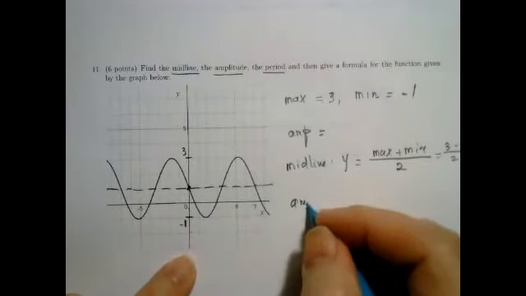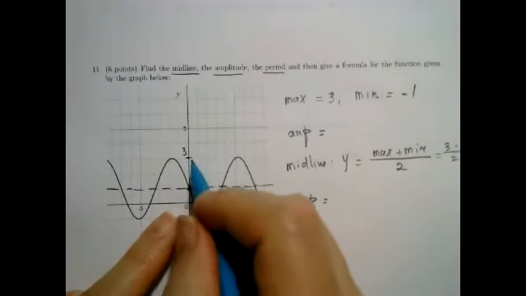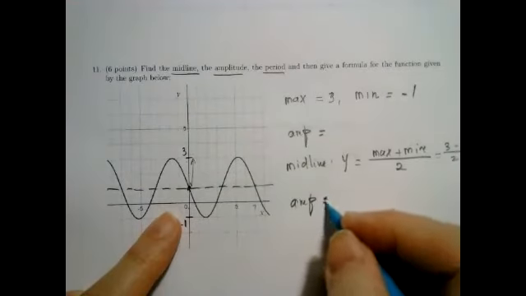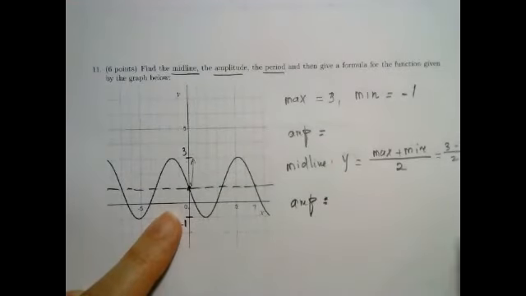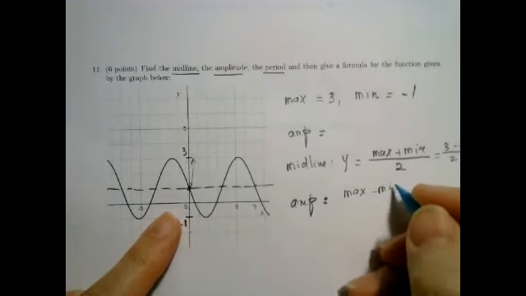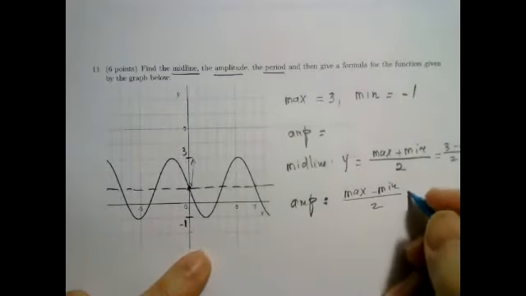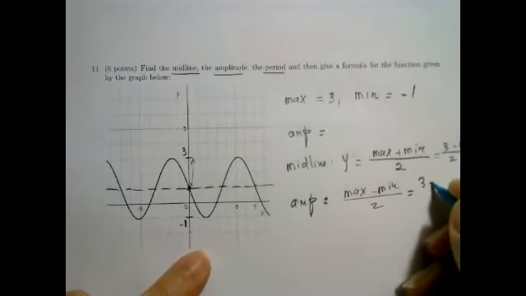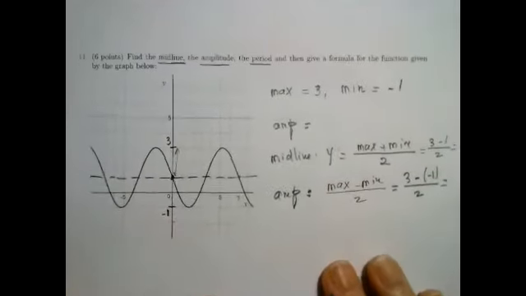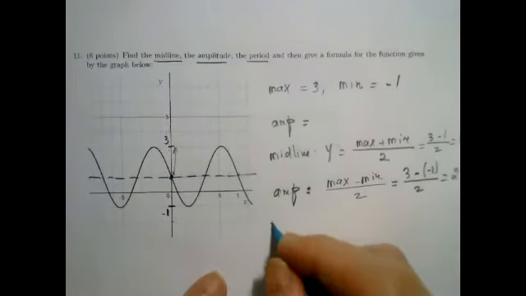And the amplitude is how far the max is from the midline. So the amplitude is from here to here. You can, again, spot it, look at it, tell me 2, it's obvious, or you can use the formula: the max minus the min over 2. If you use the formula, make sure it makes sense. The max is 3, the min is -1, over 2, so this gives me 4 over 2, which is equal to 2. Now the period.